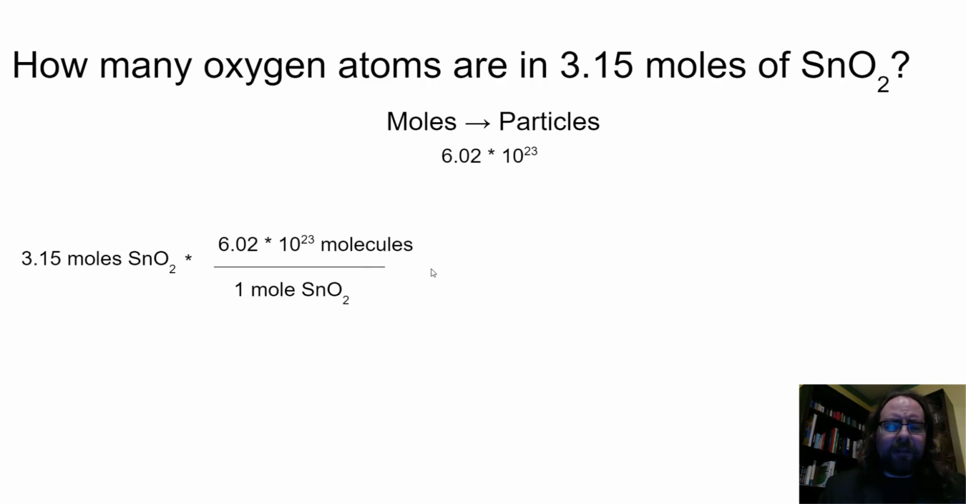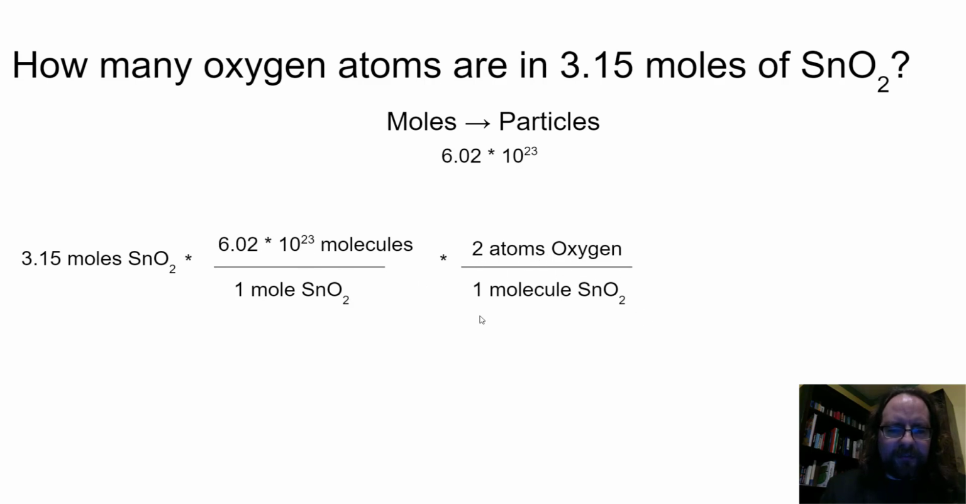So the other thing we have to be careful of here is technically we're looking for oxygen atoms, and every molecule of our compound actually contains 2 oxygen atoms. So I need to be careful to make sure I account for that. So for every molecule of my compound, I have 2 atoms of oxygen. This finally will leave me with atoms of oxygen, which is what I want.